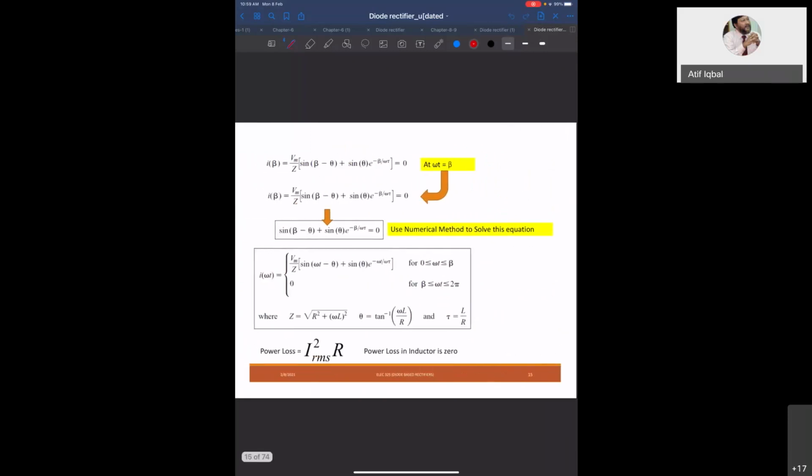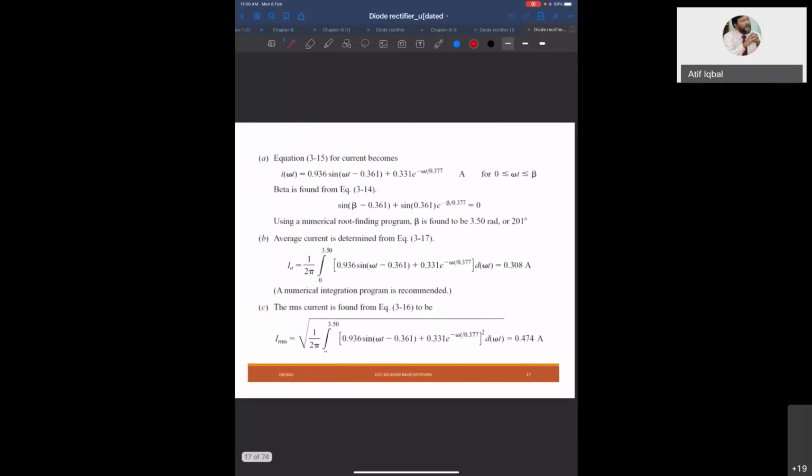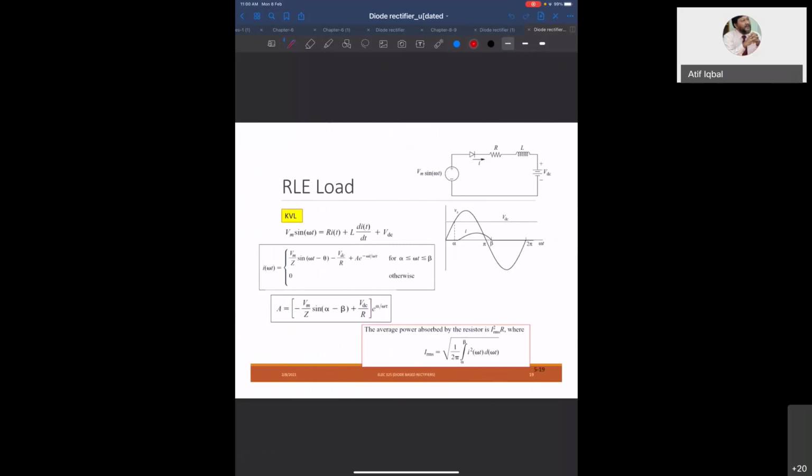I think we completed this numerical example. So we'll go to the next topic: half-wave rectifier with RLE load. E means battery.